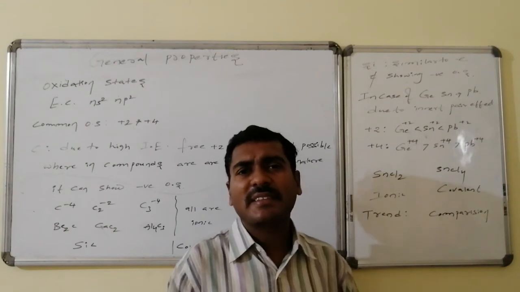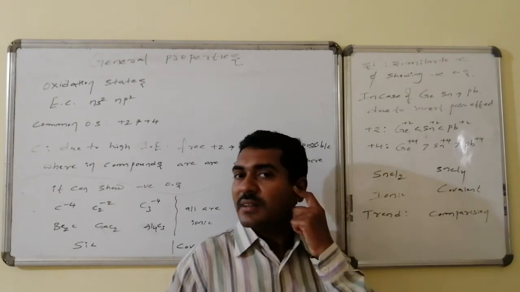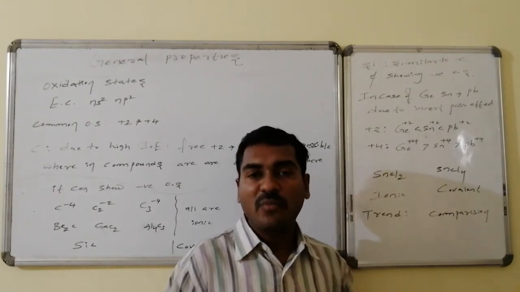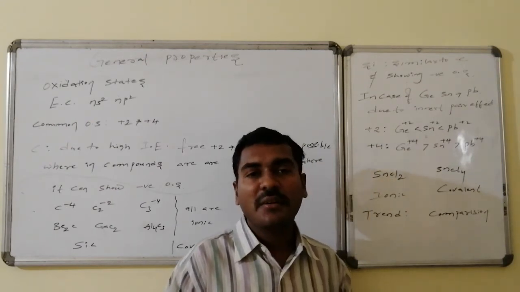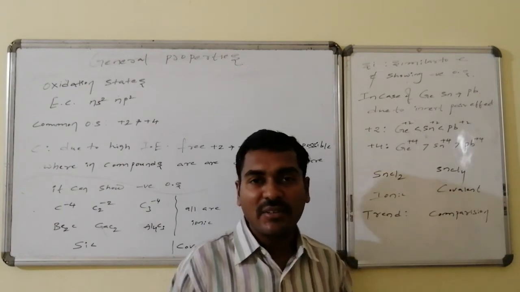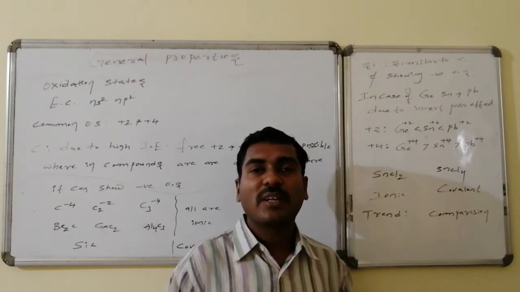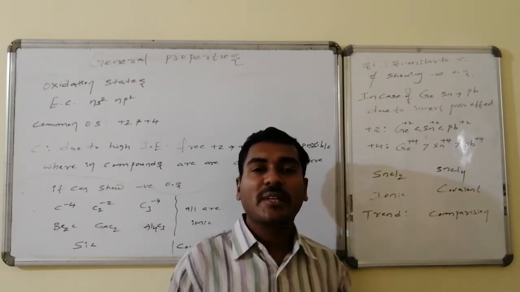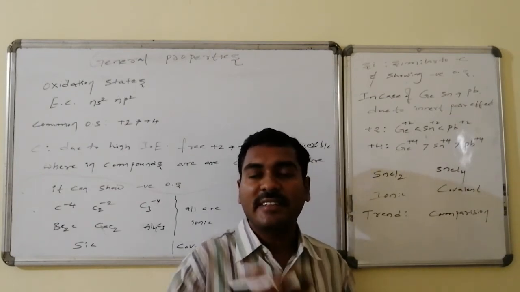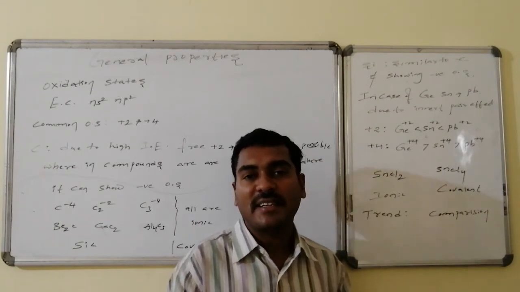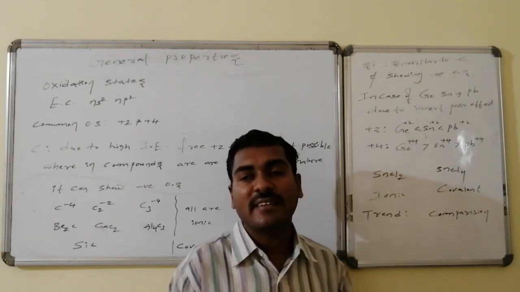Let us go for the comparison and trends related to the oxidation states. First, comparison. There are two positive oxidation states: +2 and +4. Compared to the +2 state, +4 compounds are more covalent in nature. As per Fajans' rule, the +4 ion is smaller, so its polarizing power is higher. Having high polarizing power, it can attract the anion and withdraw electron density back to the cation side, which signifies covalent, non-ionic character.